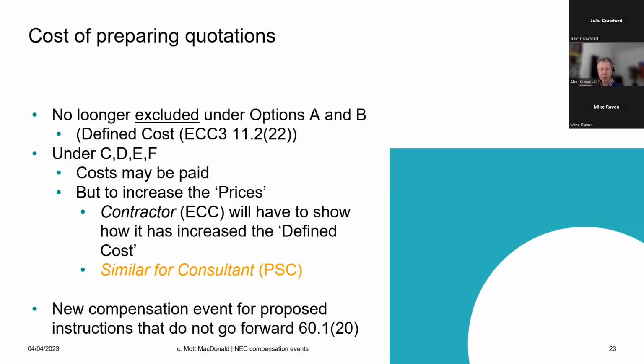Under NEC4, you could instruct as many proposed quotations as you wanted, and you could have a whole army of QSs on the contractor side, feverishly working away to get you these proposed instruction quotations. And then you could go, no, no, no, to every single one of them, and they couldn't recoup the cost of that. Okay, so now, if you ever say no, it triggers a new compensation event, and they can recover the cost of preparing that quote.